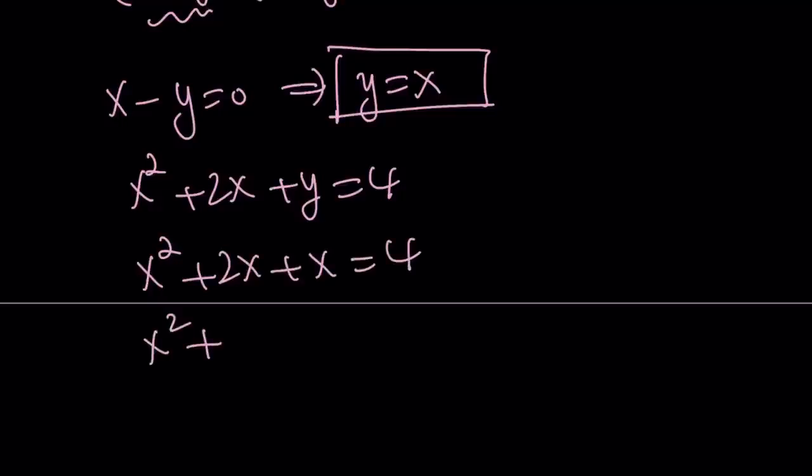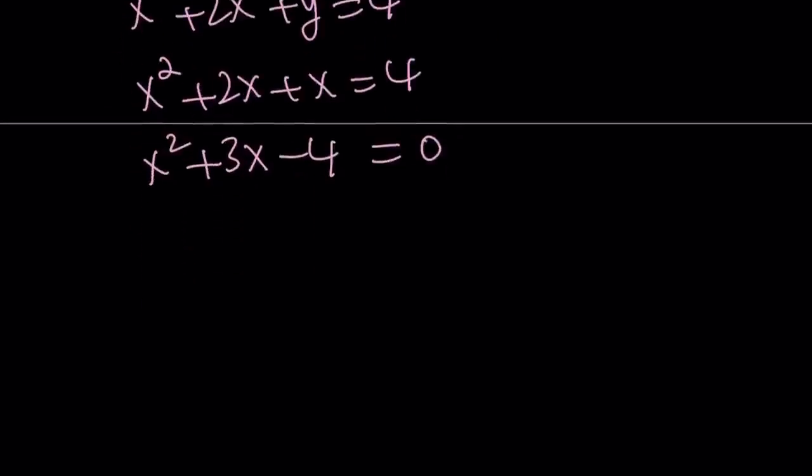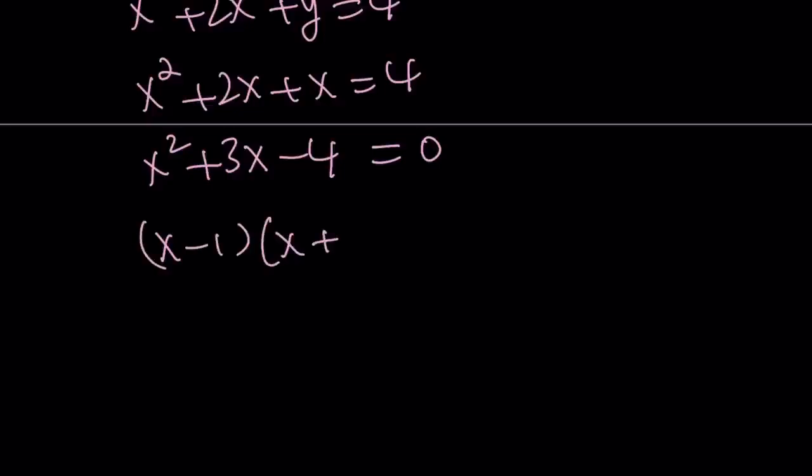This gives us x squared plus 3x, and then 4, of course, I can just go ahead and subtract it and write it as a trinomial, which is factorable, by the way, because you can just write this as x minus 1 times x plus 4 is equal to 0. And from here, guess what? We get x equals 1 and x equals negative 4.